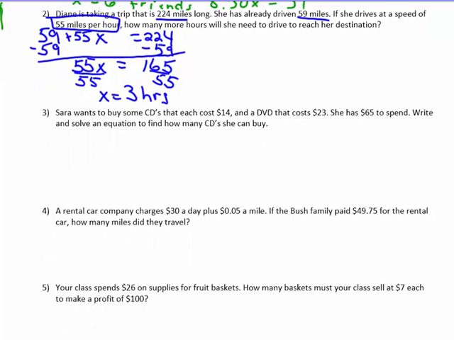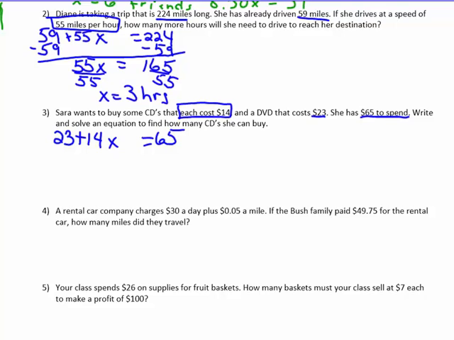Okay, so, oh, look at that. Sarah wants to buy some CDs that each cost $14, right? So "each" and "per" are very similar. And a DVD that costs $23. She has $65 to spend. All right, so we know the total amount. She doesn't have any more than $65, so that has to equal 65. She's buying one DVD, which is 23, plus 14 for each CD, 14x.